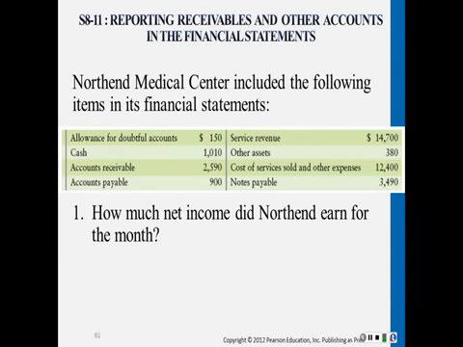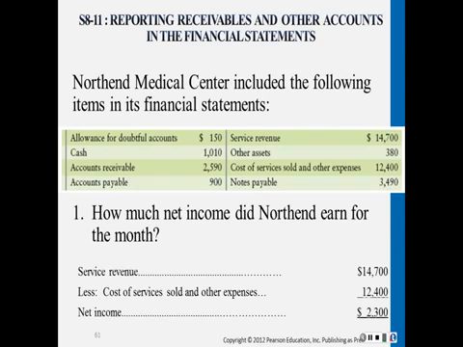Short exercise 8-11 focuses on the reporting of receivables and other accounts in the financial statements. North End Medical Center included the following items in its financial statements. How much net income did North End earn for the month? Service revenue $14,700, minus cost of goods sold, $12,400, and other expenses, gives us net income of $2,300.